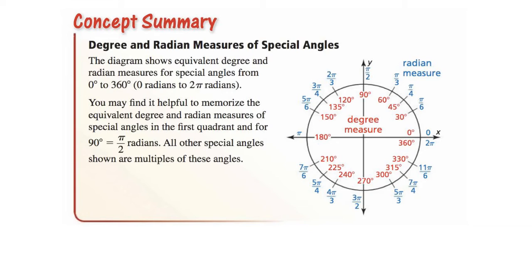So 30, 60, 90, 120, 150, 180, 210, 240, 270, 300, 330, 360. Those all have to deal with 30-degree increments. Then you have 45, 90, 135, 180, 225, 270, 315, and 360 increments.